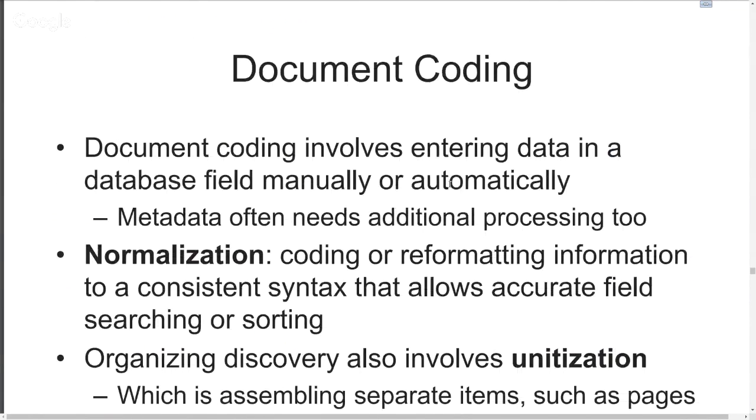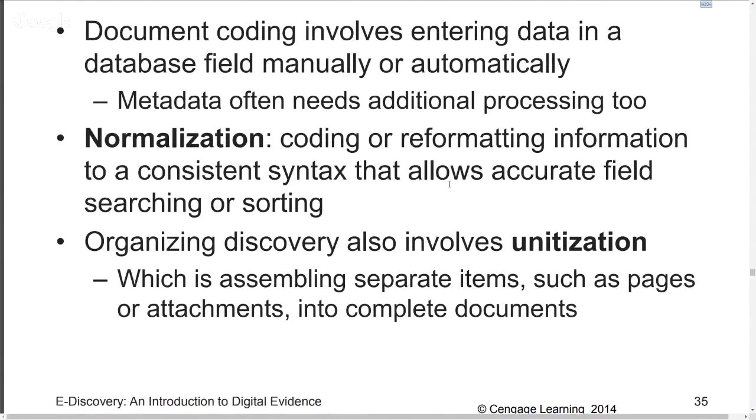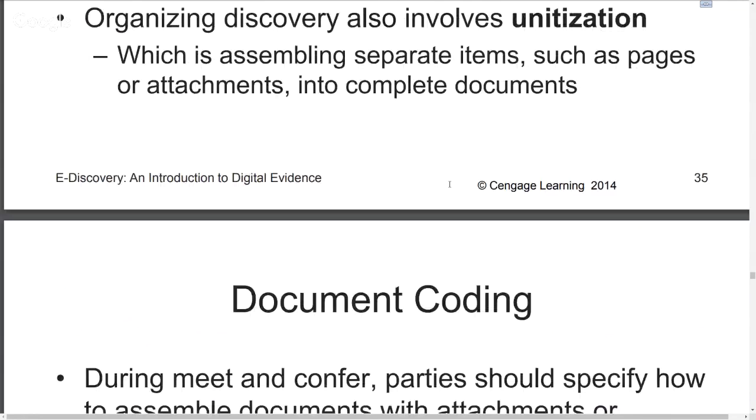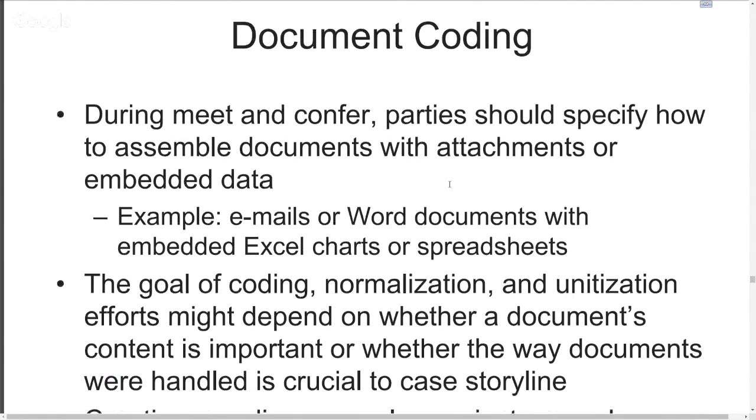Document coding involves entering data in database fields manually or automatically. Metadata often needs additional processing too. Normalization is the coding or reformatting of information to a consistent syntax that allows accurate field searching or sorting. Organizing discovery also involves unitization, which is assembling separate items such as pages or attachments into complete documents. During the meet and confer, parties should specify how to assemble documents with attachments or embedded data, like emails, Word documents, and Excel spreadsheets.